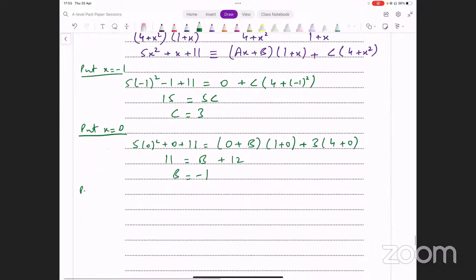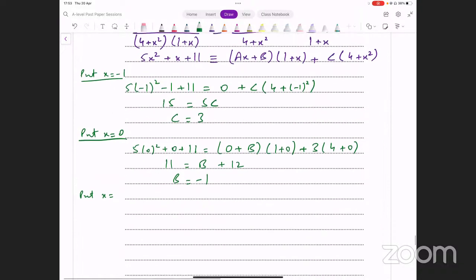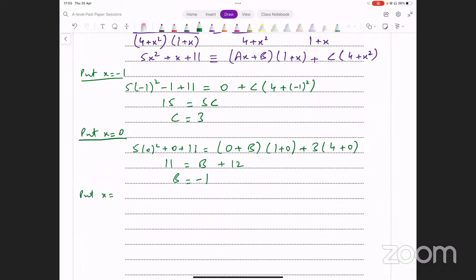Now, let's input another value of x now. अब a रह गया, a आपको figure out करना है. a के लिए हम क्या कर सकते हैं? We can input x equals 1 now. 1 input करके देख लें. 1 input करते हैं तो हमारे पास क्या आता है? 5 into 1 square plus 1 plus 11 on the left side. On the right side, we have a into 1, that's just a. Plus b, the value of b is -1, we input that here. Into 1 plus 1, plus c, which is 3, into 4 plus 1 squared.